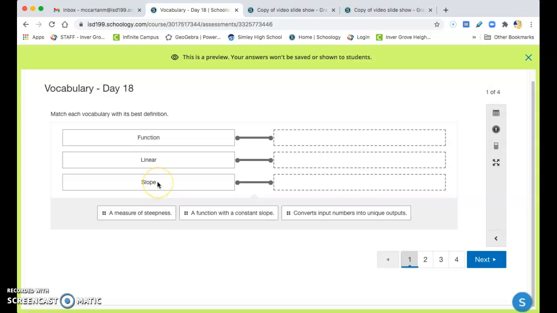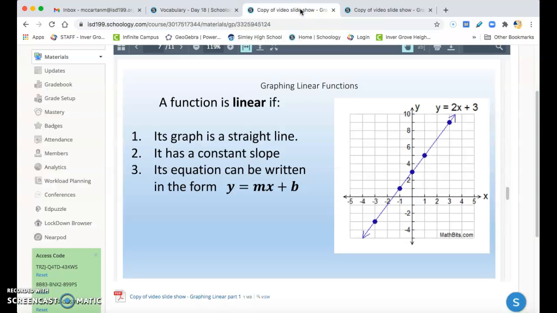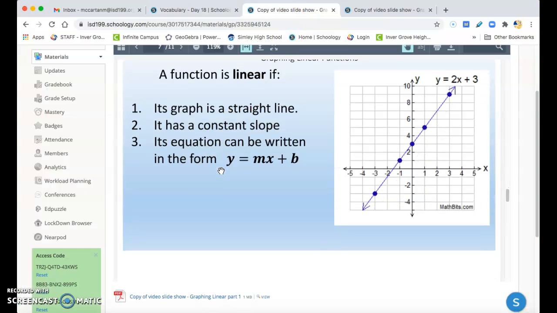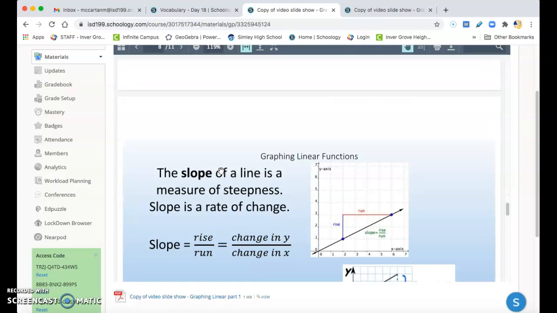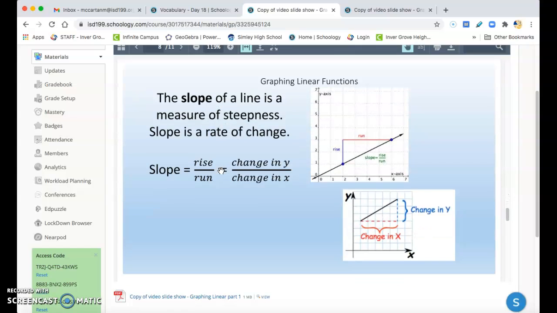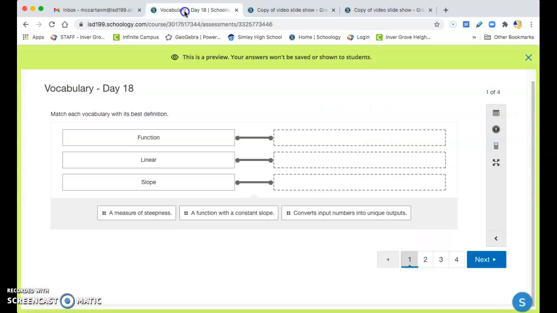The last one is slope. And this is the top green folder, the PDF document. Here's slope. It's a measure of steepness. Okay? Find that definition right there.